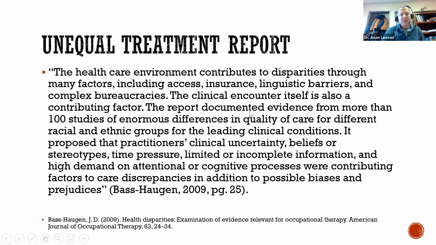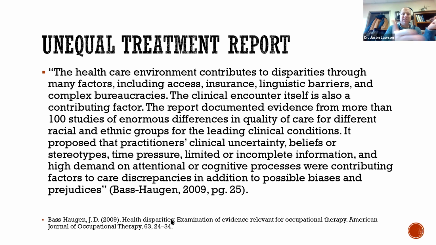Julie Bass Haugen is an OT, and she identified in an unequal treatment report, so she gathered a bunch of data and basically identified from more than 100 studies that there is an enormous difference in quality of life or quality of care for different racial and ethnic groups. Okay, so she pulled data from all kinds of reports, over 100 reports, and found that because somebody had a particular race or ethnicity, they were reporting much lower quality of care when they were accessing healthcare.